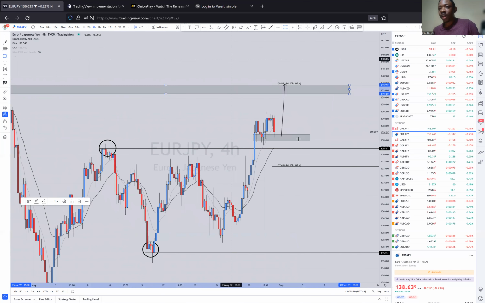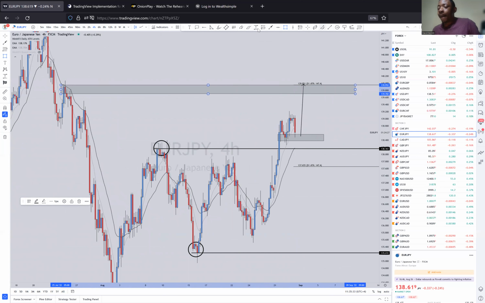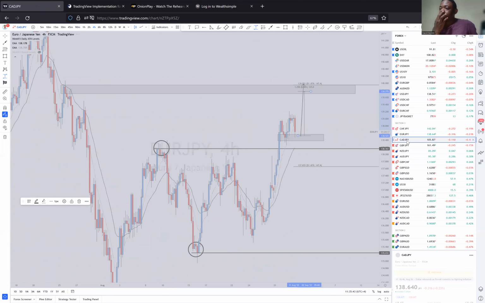And from here to the high here, this is about 125 pips on Euro JPY. So you know what this means.